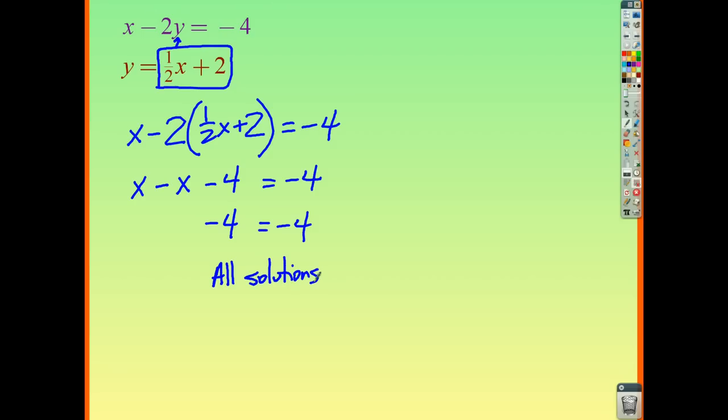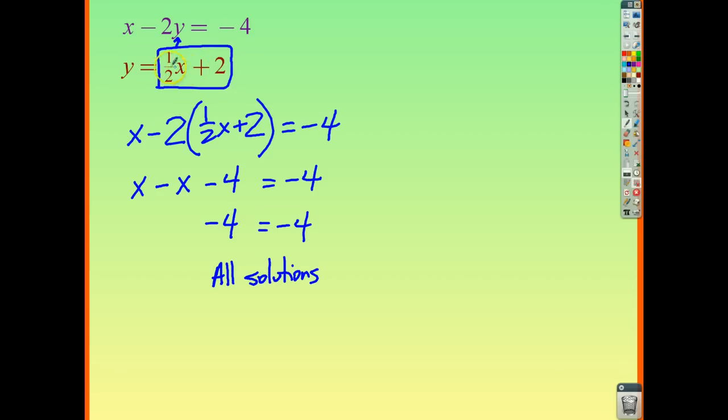All solutions. And let's just try something. Let's pick a couple numbers here. So let's try if x is 0, right? If x is 0 here, y is going to be 2. Okay, well, if x is 0 here, negative 2 times what is negative 4? Well, negative 2 times 2, so that does work. Well, let's try another one. Let's try something a little bit bigger. Let's try x is 10, right?